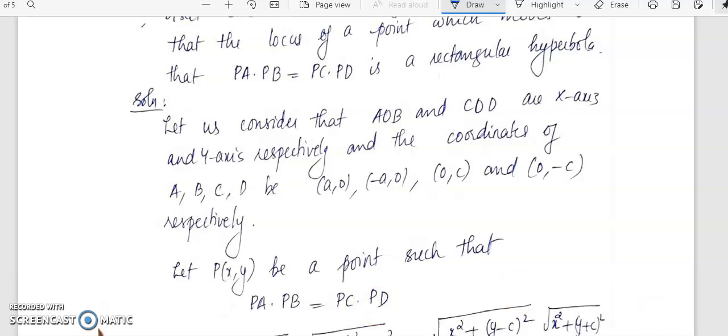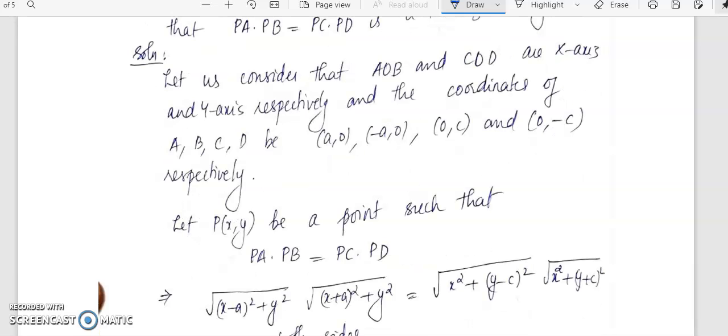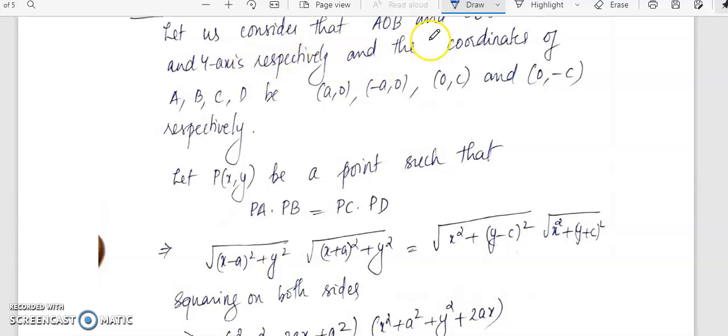Now let us write down these distances PA, PB, PC and PD. So P will have coordinates (x, y), then A has coordinate (a, 0). So the distance PA will be root of (x minus a) whole square plus y square. Then for PB you will have root of (x plus a) whole square plus y square. PC is root of x square plus (y minus c) whole square, and for PD you will have root of x square plus (y plus c) whole square.